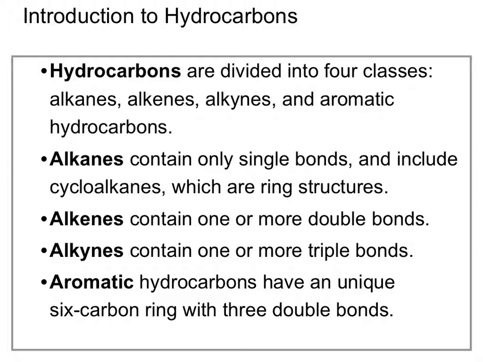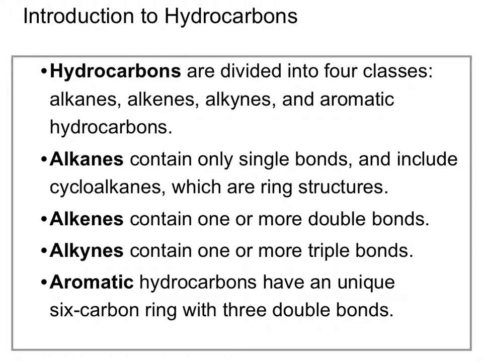Hydrocarbons are divided up into 4 different classes of molecules: alkanes, alkenes, alkynes, and aromatic. Alkanes will contain only all single bonds, including our cycloalkanes, in which the carbons will form a ring structure. An alkene contains 1 or more double bonds. Alkynes contain 1 or more triple bonds.